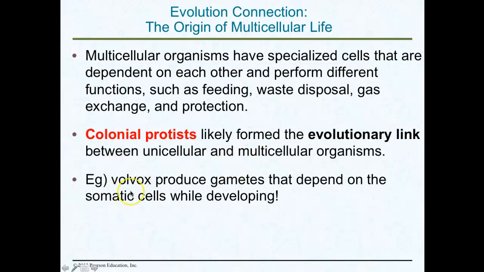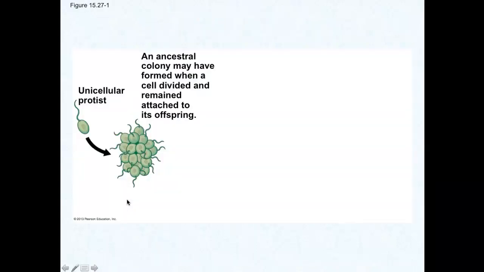So the volvox was one of these examples. The volvox, when it's in the colony, there are some that produce gametes, and then they depend on the somatic cells for feeding or moving around. So there's some specialization here. So they think in this picture that the colony, a colonial organism, is the precursor to a multicellular organism.